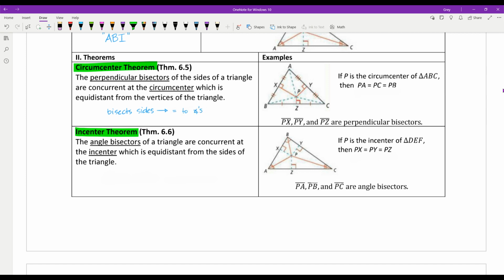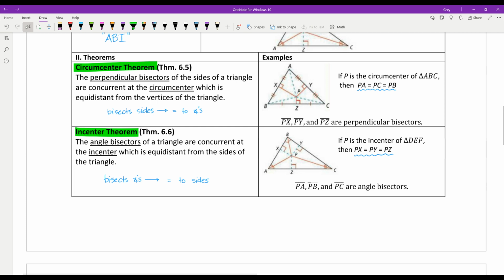If we're talking about bisecting the angles, then that point of concurrency is equidistant to the sides. So if it bisects the sides, it's equidistant to the angles. Bisects the angles, equidistant to the sides. Again, I'm trying to help you remember this point right here, so you have to know what you're starting with.